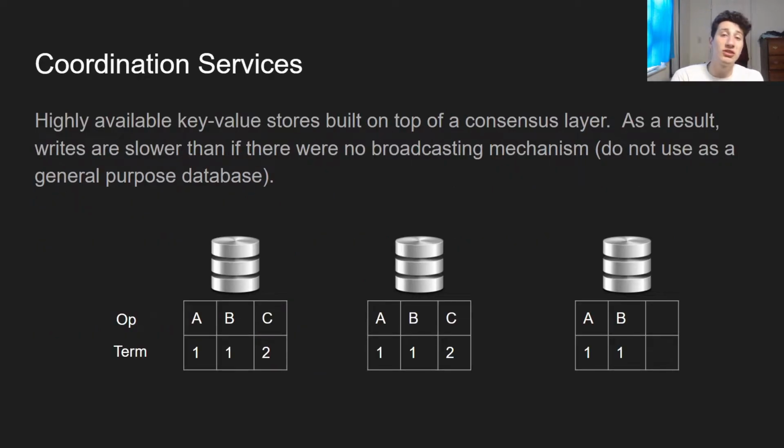Okay, so what is a coordination service? I touched upon this in my Raft video, but the point is they're highly available, and by highly available, all that really means is that they're replicated key-value stores, or in the case of ZooKeeper, almost like a file system where files can have child files, built on top of some sort of consensus layer, which really just means that they share a replicated log. By virtue of having to use a consensus mechanism like Paxos, Raft, or, in ZooKeeper's case, something called ZAB, writes are going to be pretty slow because they all have to go through the leader and they all have to touch at least a quorum of nodes in order to successfully write.